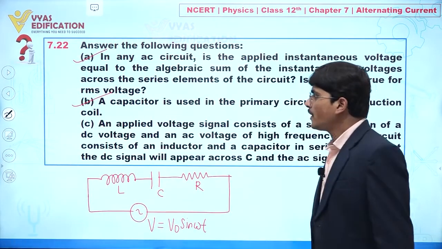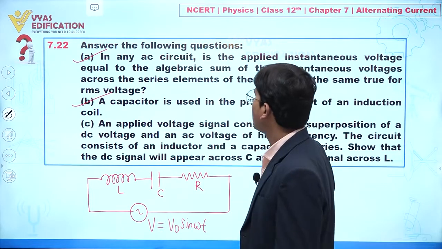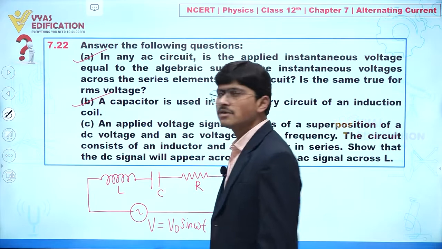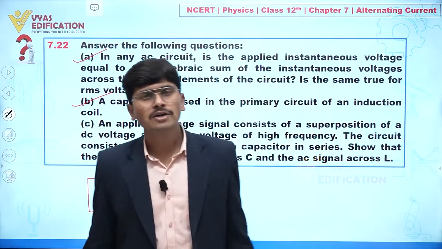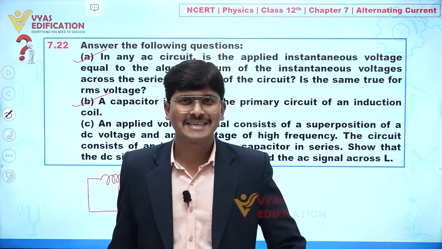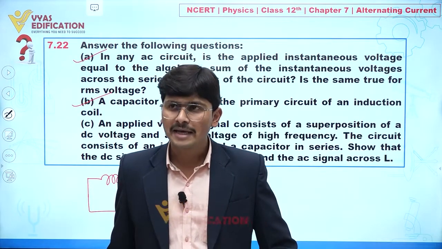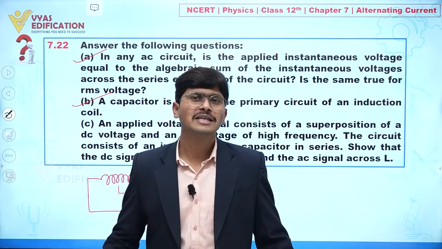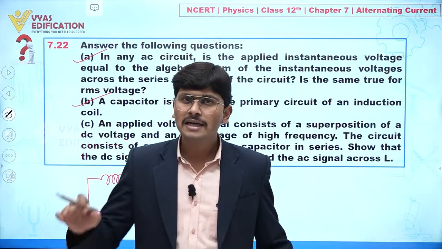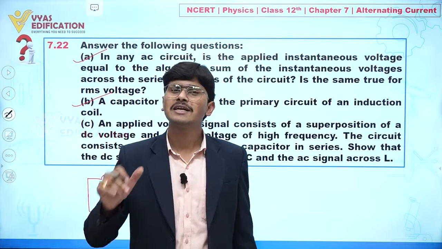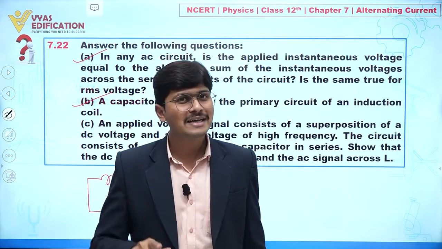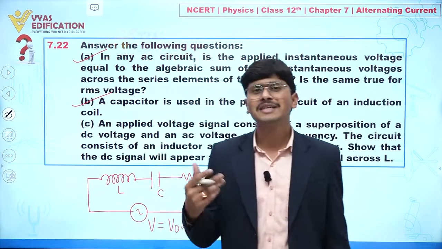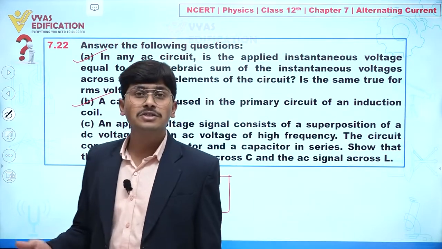Now let's discuss part B: a capacitor is used in the primary circuit of an induction coil. Why? Suppose the primary coil breaks. Initially a steady current is flowing in that primary coil, and finally it comes to zero after a certain interval of time. It means the value of current decreases. When the current decreases, definitely an induced EMF will be generated, because there is a change in flux taking place.